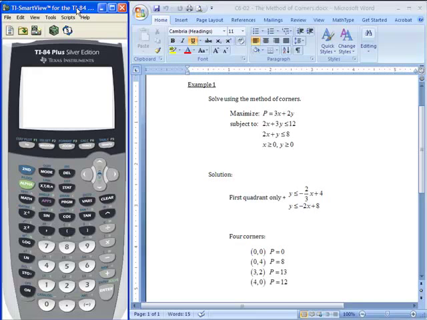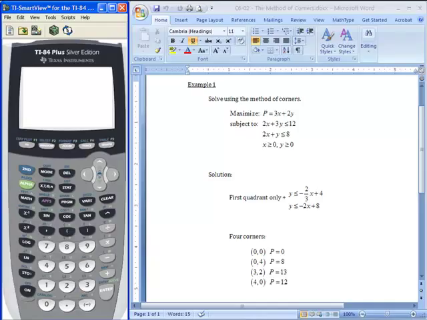The method of corners. We're going to consider an optimization method here for linear programming problems called the method of corners. Hopefully you've already taken a look at it and have a bit of familiarity with what it is and how it works. The calculator, with its ability to graph not only lines but linear inequalities, is a useful tool for helping us to solve method of corners problems, or these types of linear programming problems.